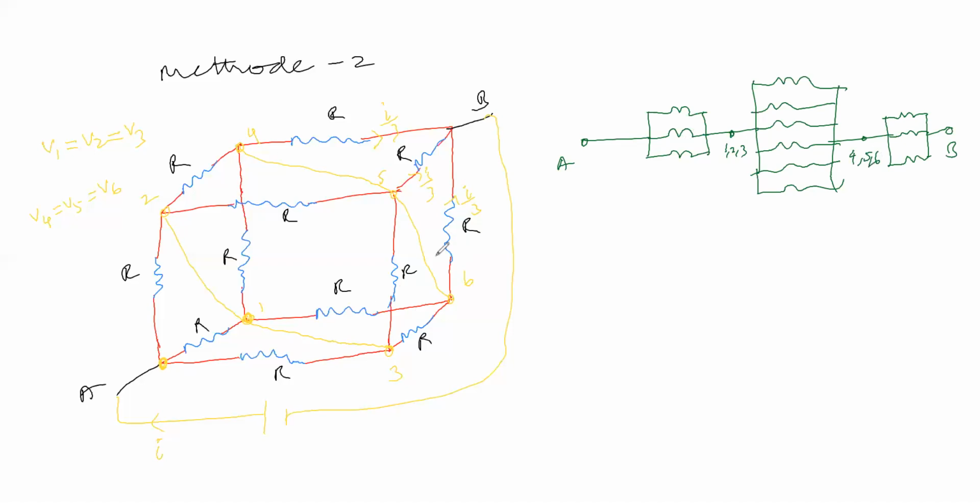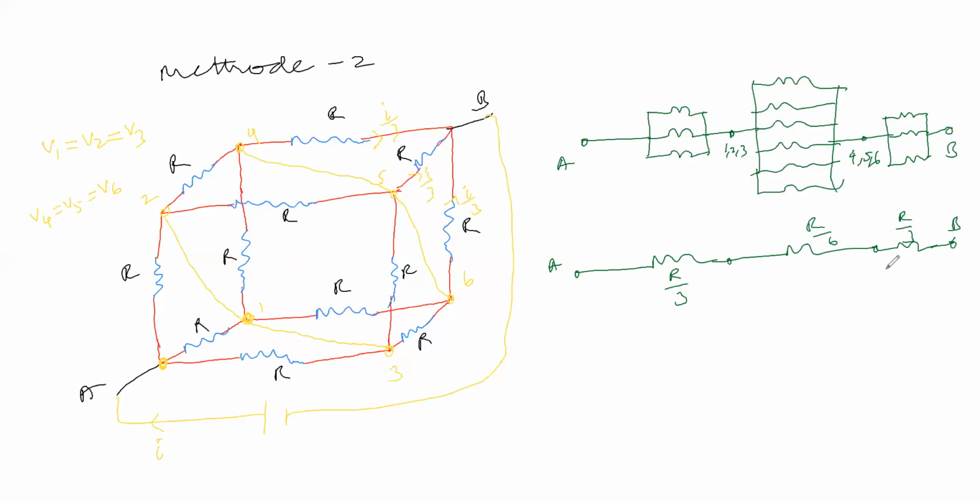Between 1, 2, 3 and 4, 5, 6, six resistors are there. Between point A and 1, 2, 3, there are three resistors, and between point B and 4, 5, 6, three resistors are there. You know that in a parallel combination, effective resistance is R by N. So here it is R by 3. These six resistances in parallel give R by 6. And these three resistors in parallel give R by 3. Finally, this is point B.